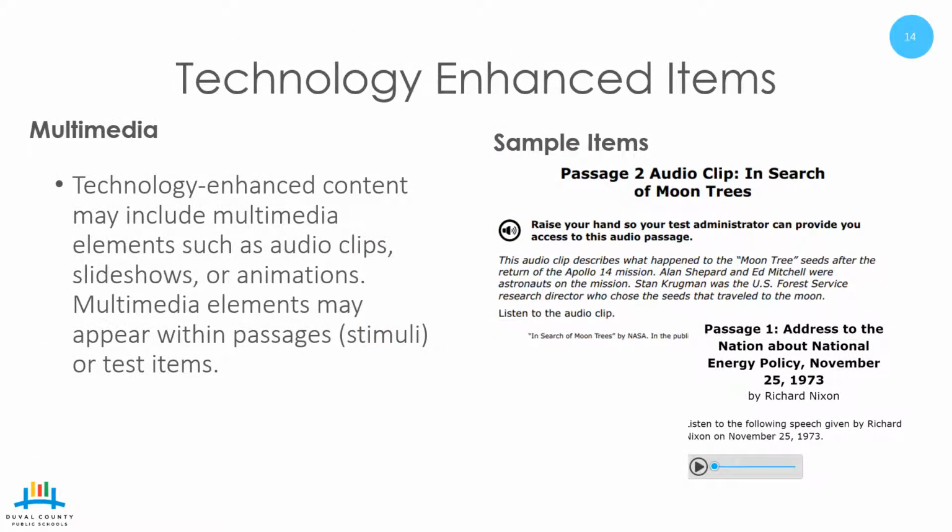For both versions of the FSA, your child may be required to engage with some multimedia elements. This may include audio clips, slideshows, or animations. Multimedia elements may appear within the passages or the test items themselves. For the paper-based version of the test, your child will be required to raise their hand so the test administrator can provide access to the multimedia element. However, on the online-based version of the test, your child will be able to navigate and engage with that multimedia element independently.